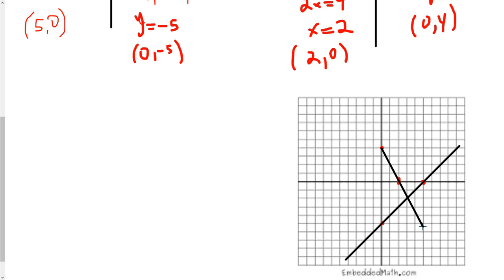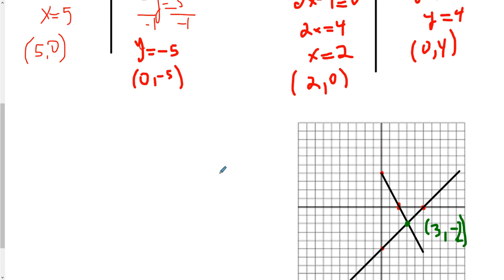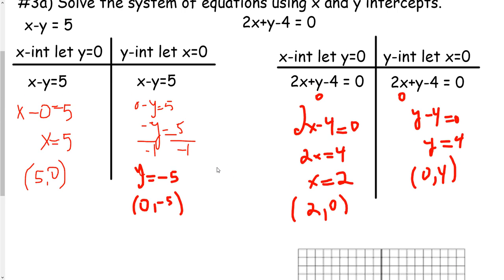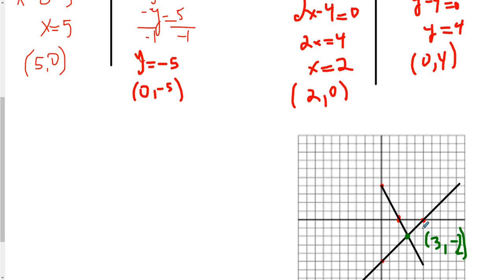Okay, and you can already see that they're going to cross right here. They're going to cross at that point, and that's going to be your solution, which is (1, 2, 3), comma, negative 2. So that's just another way of finding the solution to 2 lines.